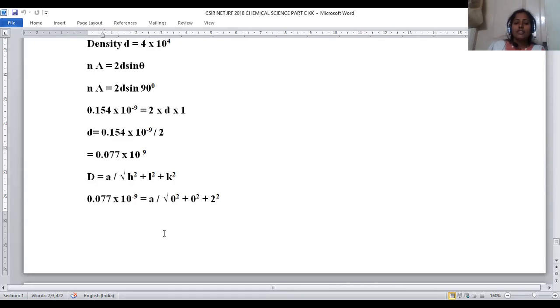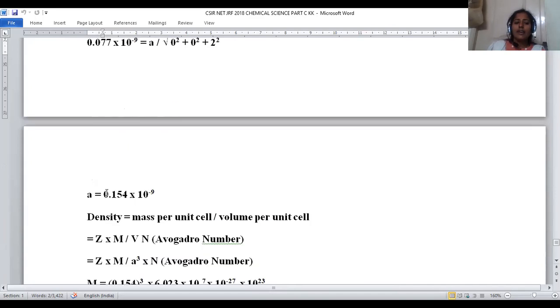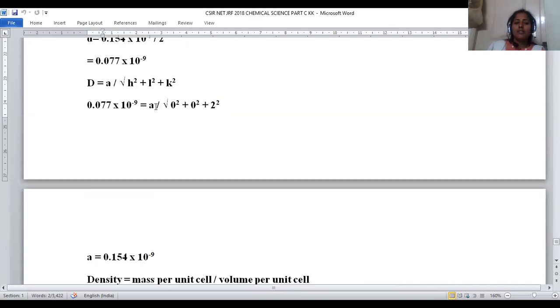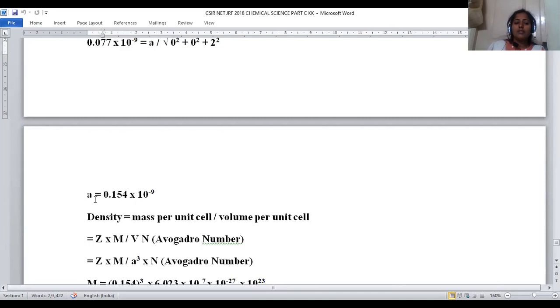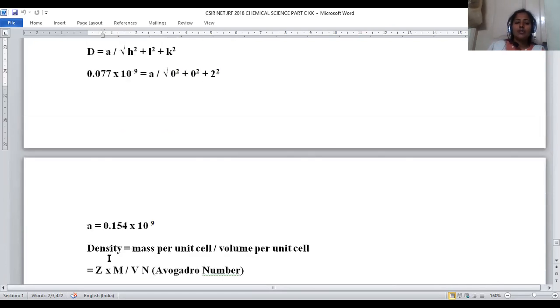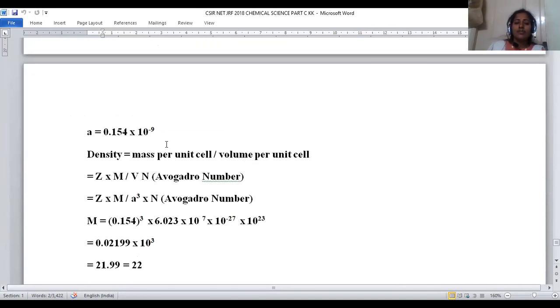So when we apply this equation, all the terms are known except A. Now A can be calculated from this. A is equal to 0.154 into 10 to the power minus 9. So in this way, A will be calculated.